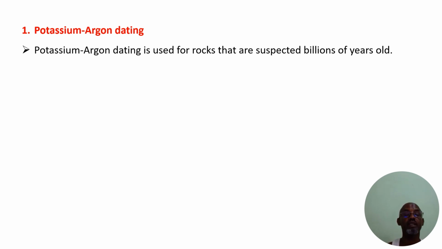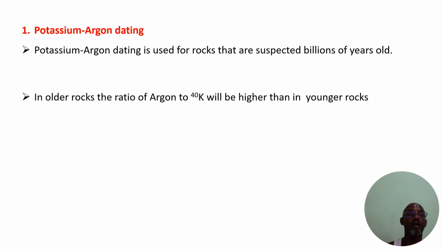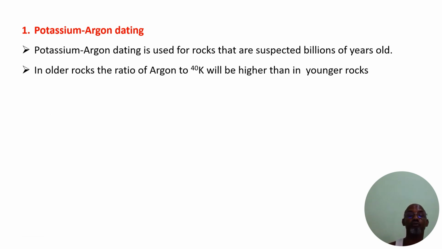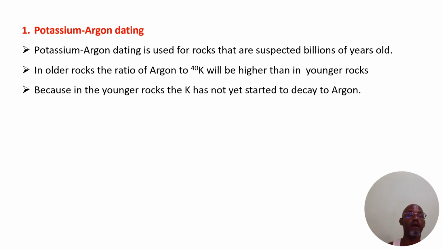Potassium argon dating. Potassium argon dating is used for rocks that are suspected of being billions of years old. In older rocks, the ratio of argon to potassium will be higher than in younger rocks. You see, when the rocks are older, this means much of the potassium has been changed into argon. Therefore, the ratio of argon to potassium becomes higher, because in the younger rocks the potassium has not yet started to decay to argon.